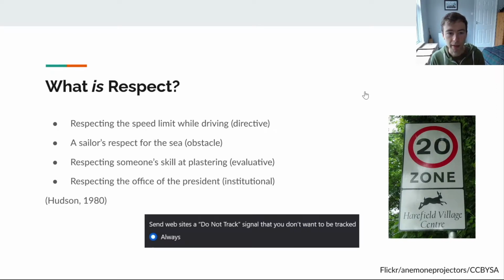We might respect somebody's skill, something that they've arrived at through hard work and dedication, like plastering or painting. And we might also respect institutions, be they social, cultural, or historical, like the office of a president, or you might show respect to a judge in the legal system by standing as they walk into a courtroom.